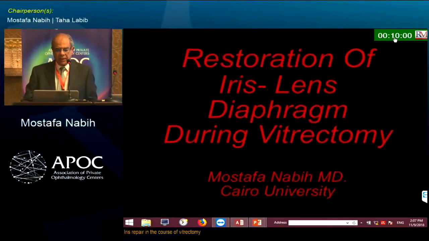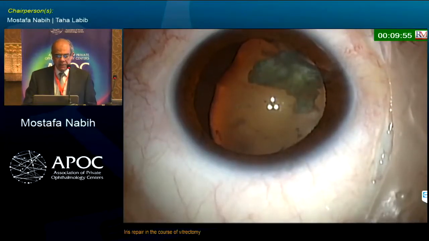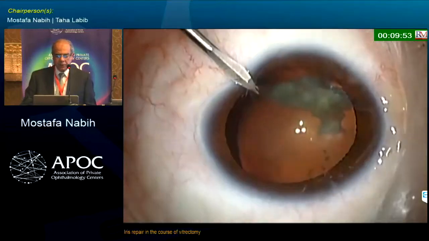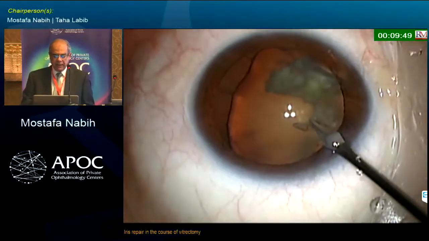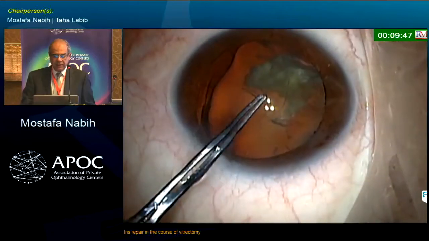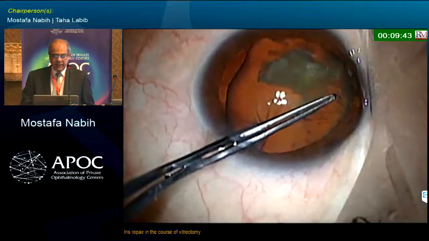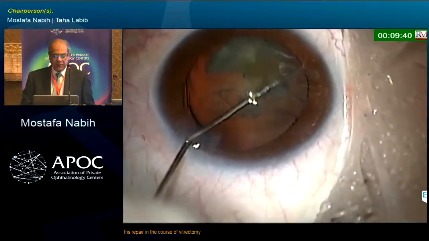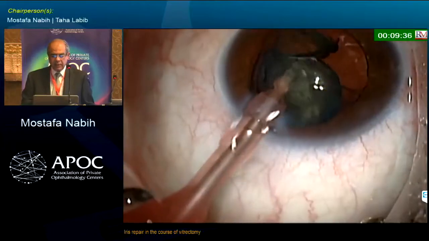Frequently, we have iris problems in cases for vitrectomy, especially those as a result of trauma. This is a subluxated lens with a mid-dilated pupil. Here we are performing the capsulorhexis in this subluxated lens. It's somewhat difficult, but it's almost always doable. The lens is not hard.